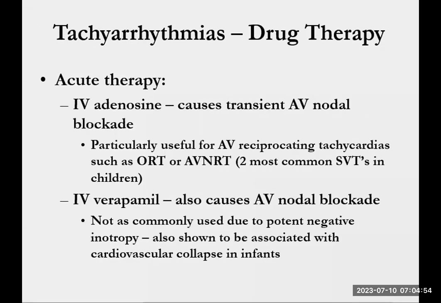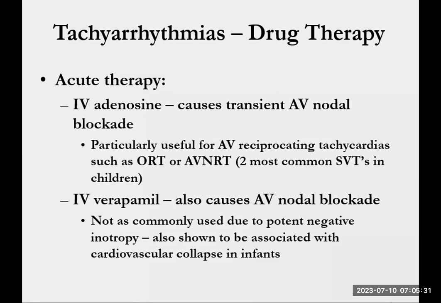When we're talking about acute therapy, particularly for SVT, adenosine is typically used, which we all know causes transient AV blockade. It's particularly useful for AV reciprocating tachycardias such as orthodromic reentry or AV nodal reentrant tachycardia, which, as you know from last week, are the two most common forms of SVT in children, accounting for probably about 95% of all tachycardia.